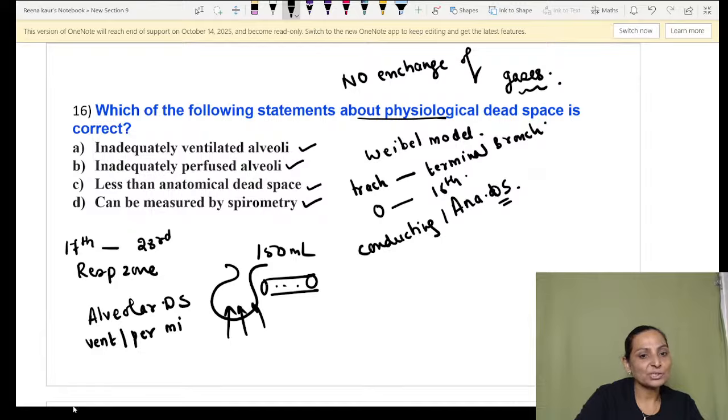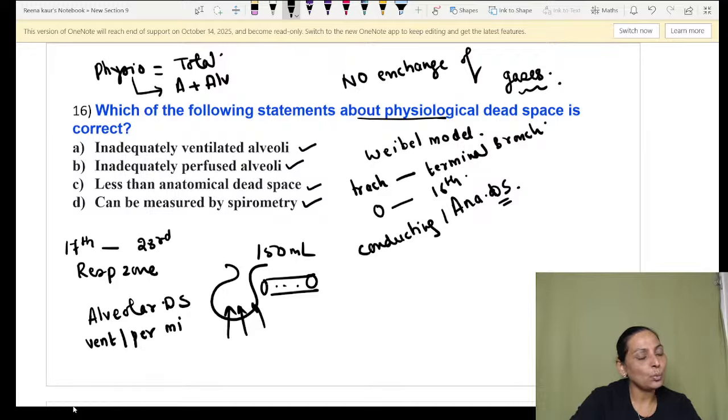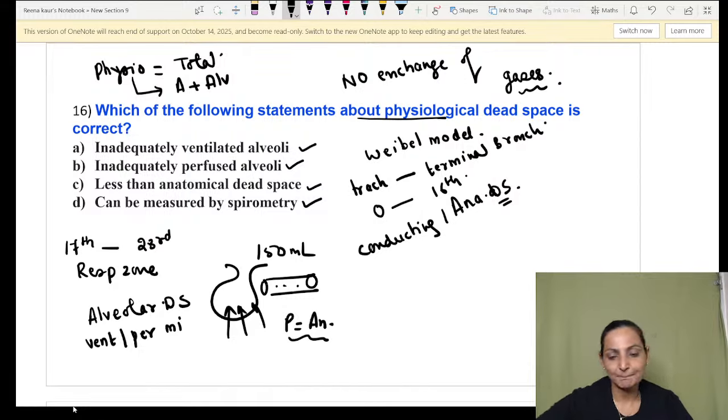And what is physiological dead space? Physiological dead space is the total dead space. Total मतलब anatomical plus alveolar. But normally you can say that physiological dead space is equal to only the anatomical dead space. So normally physiological is equal to the anatomical dead space, है ना? Because alveolar नहीं रहेगा जब तक कि abnormality नहीं है.